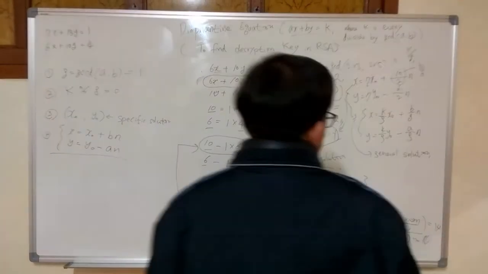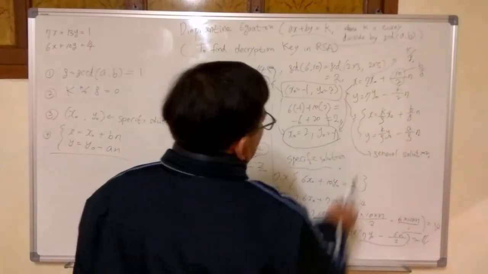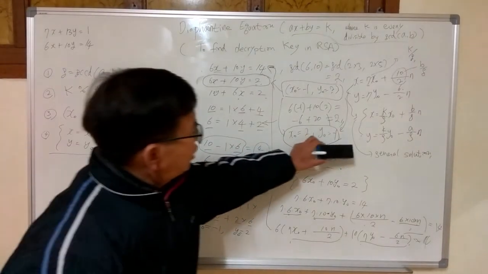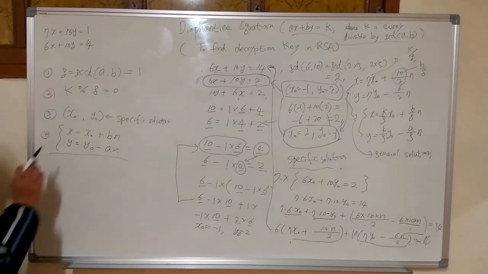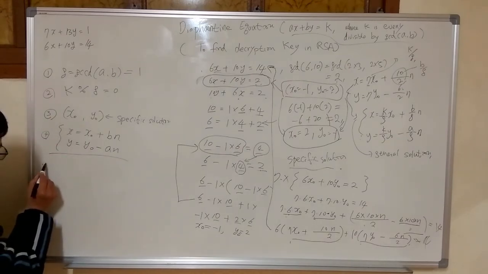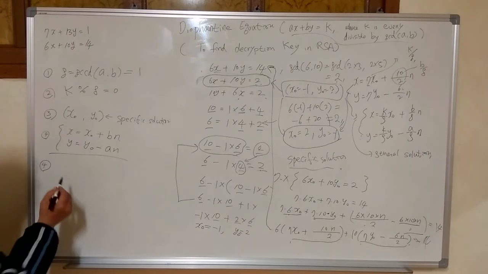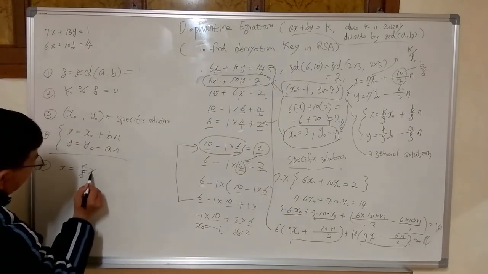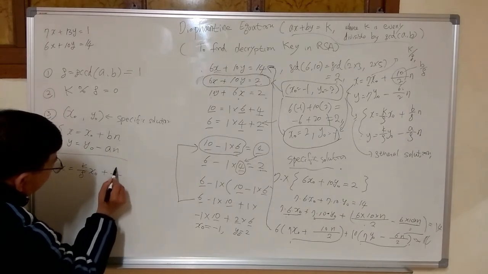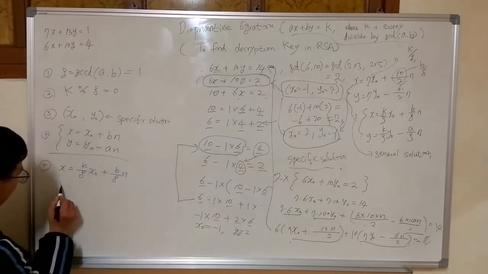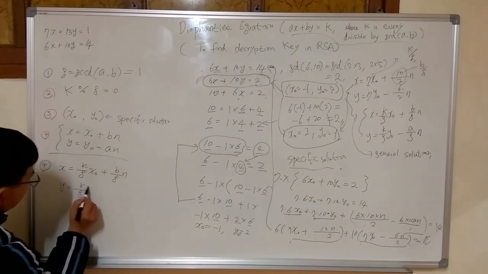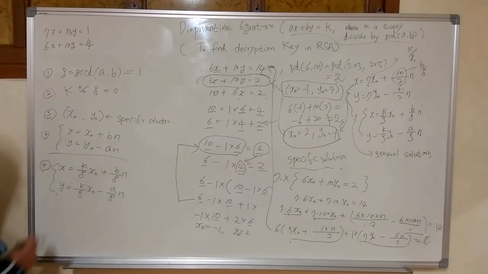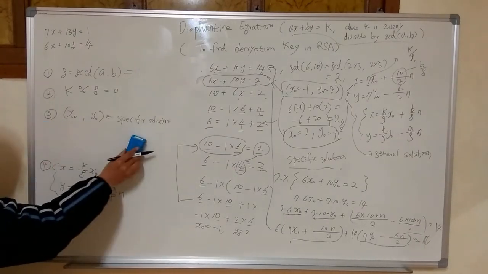So this way I will move it to here. This equation should be fixed like this. So this is wrong; I will write it again. X equals g over k x0 plus g over b n. Y equals g over k y0 minus g over a n. This is the general solution, so we don't need the other one.